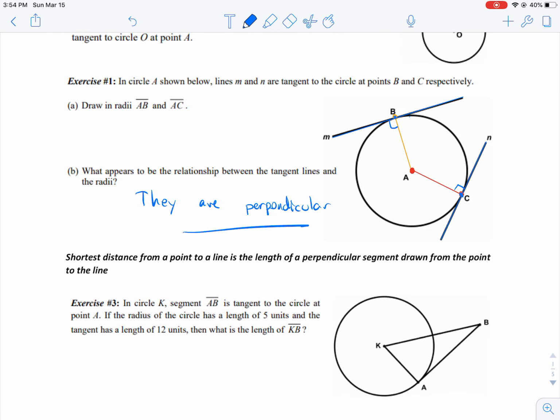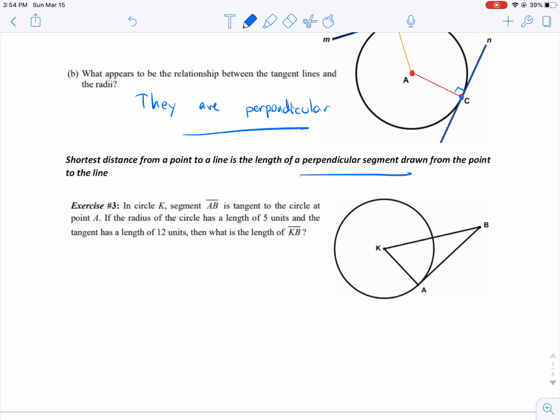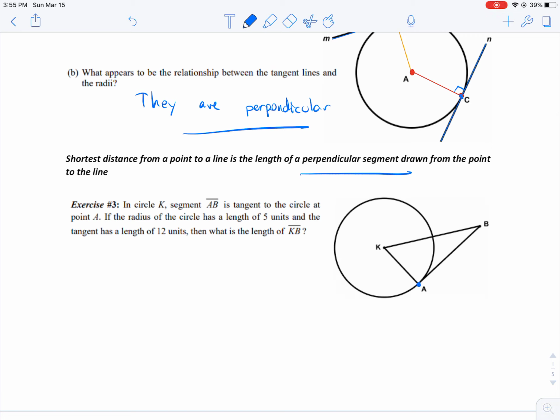The shortest distance from a point to a line is the length of a perpendicular segment drawn from the point to the line, which we have just seen above. In exercise 3, it says in circle K, segment AB is tangent to the circle at point A. If the radius of the circle has a length of 5 units and the tangent has a length of 12 units, what is the length of KB? AB is tangent to the circle at point A, which means it touches this circle exactly once. We know that the length of the tangent is 12 units.